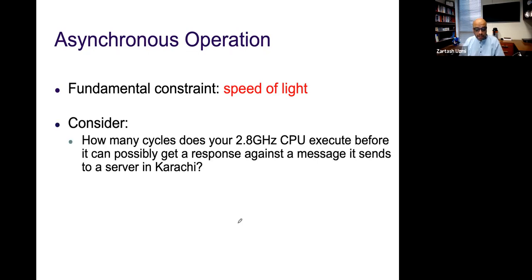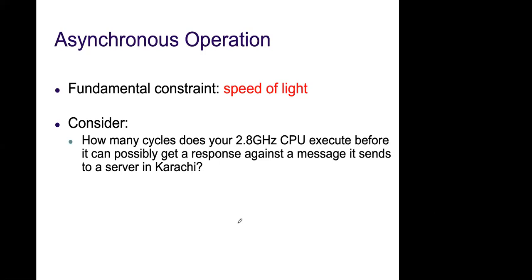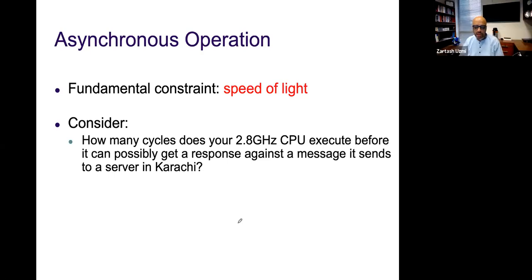So consider, for example, how many cycles does your 2.8 gigahertz CPU execute? Most of the CPUs that we see today are in that range, 2 gigahertz, 3 gigahertz. If you have a CPU running at 2.8 gigahertz, how many cycles would that CPU execute before it can possibly get a response to a message it sends to a server in Karachi? So I'm sitting in Lahore, I send something to Karachi, and then it comes back to me. In that time, how many cycles has your CPU executed?